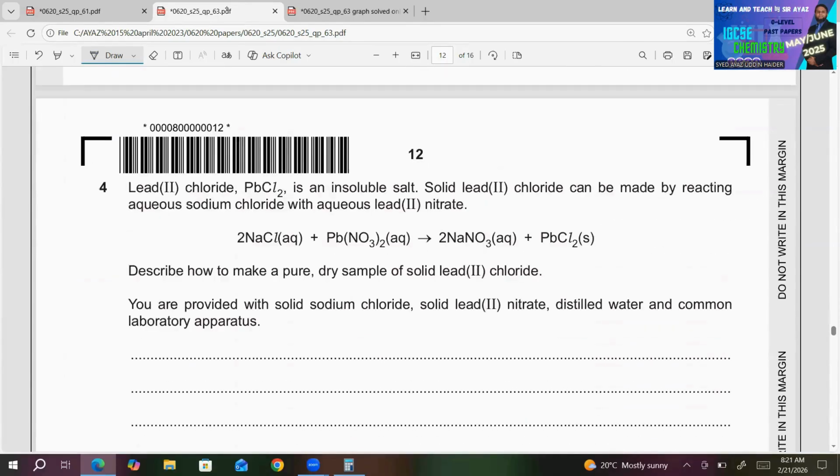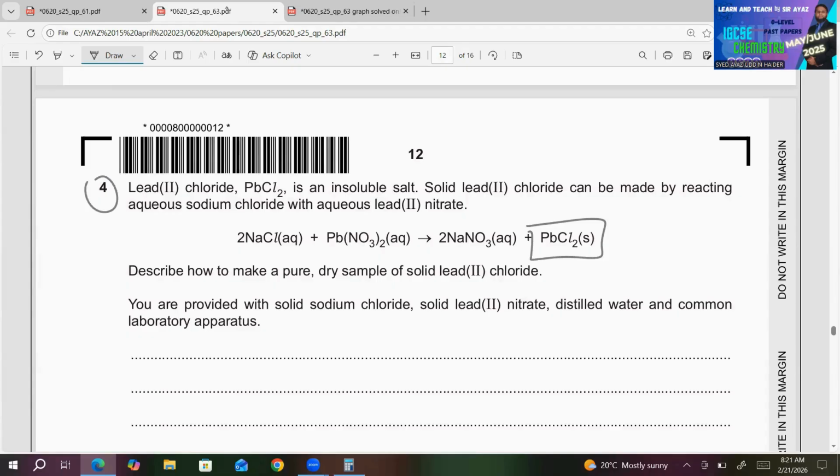Move to next question. Lead(II) chloride PbCl2 is an insoluble salt. Solid lead(II) chloride can be made by reacting aqueous sodium chloride with aqueous lead(II) nitrate. Here's the reaction equation. 2 moles of NaCl aqueous reacting with 1 mole of Pb(NO3)2 aqueous to produce 2 moles of NaNO3 aqueous plus PbCl2 solid. This one is insoluble. Describe how to make a pure dry sample of solid lead(II) chloride. You are provided with solid sodium chloride, solid lead(II) nitrate, distilled water, and common laboratory apparatus.